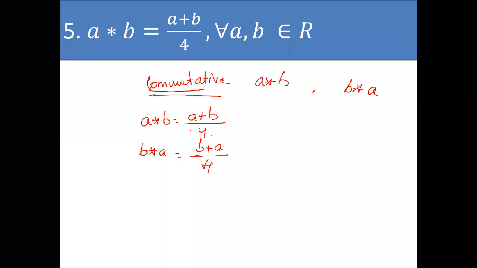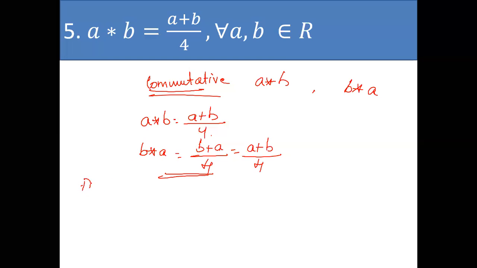Okay. Now, so this is commutative. Correct? a plus b, b plus a, we can also write as a plus b divided by 4. So what happens? You can see that a star b is equal to b star a.